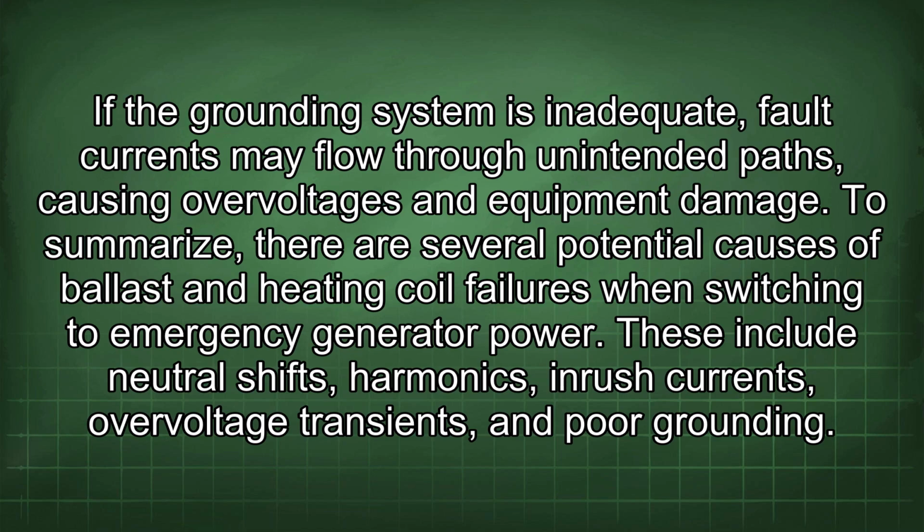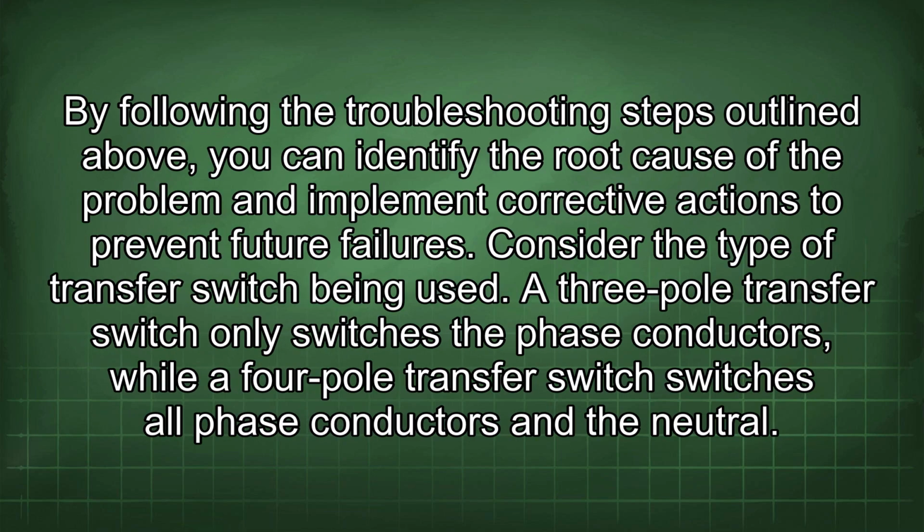To summarize, there are several potential causes of ballast and heating coil failures when switching to emergency generator power. These include neutral shifts, harmonics, inrush currents, overvoltage transients, and poor grounding. By following the troubleshooting steps outlined above, you can identify the root cause of the problem and implement corrective actions to prevent future failures. Consider the type of transfer switch being used.